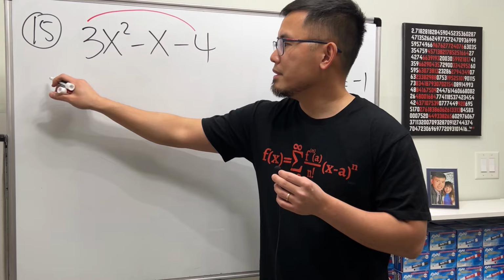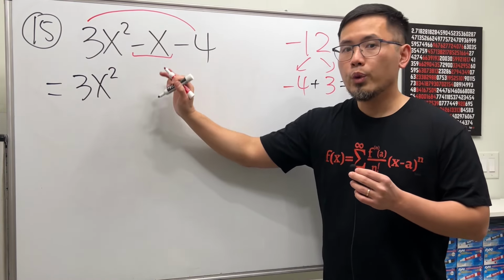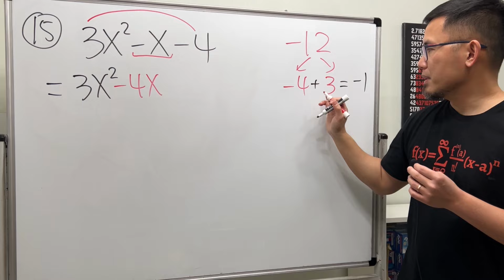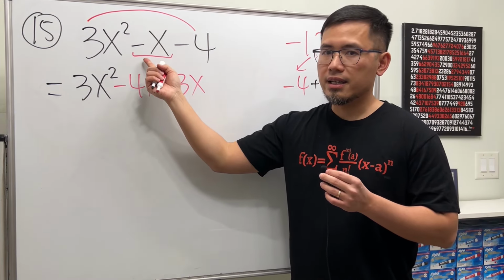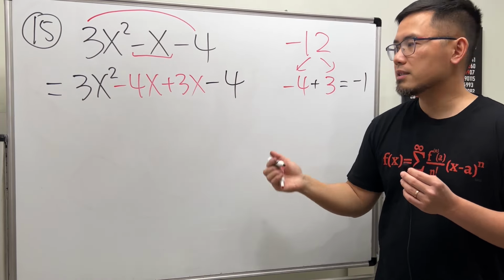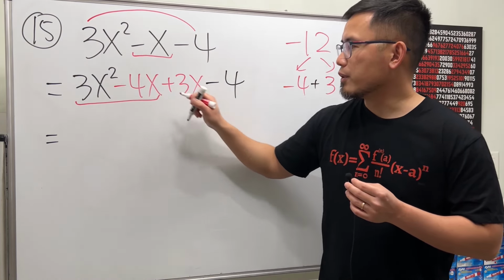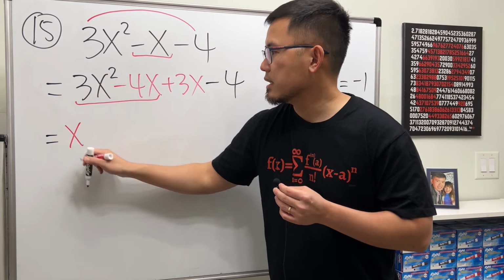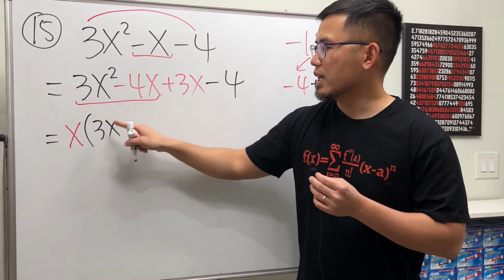So what will happen is we keep this 3x squared, and then for the minus x, we are going to rewrite that as negative 4 with the x plus 3 with the x. Together, we still get negative x. And then lastly, we have that minus 4. The reason to do this is because now we can do it by grouping. What that means is, just take a look at the first two terms, and you see that we have x and x in common, so we can factor out an x. And then this divided by x, we have 3x. Minus 4x divided by x, we have minus 4.